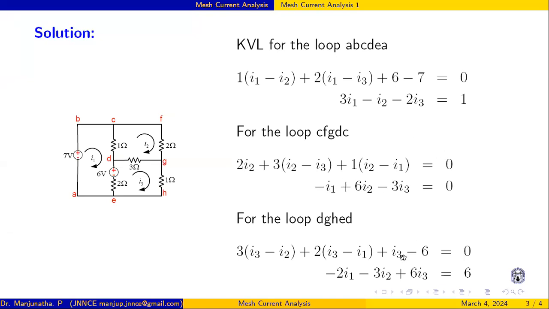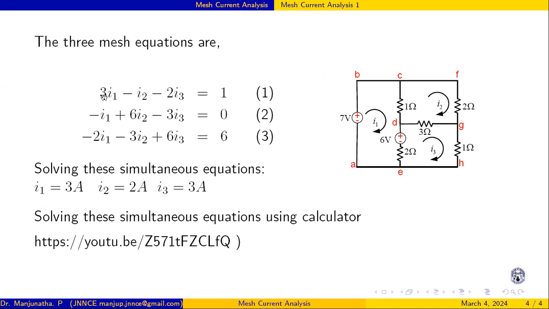So 1, 2, 3: these are the three simultaneous equations. I have written here 3 I1, minus I2, minus 2 I3 equals minus 1; minus I1, 6 I2, minus 3 I3 equals 0. We have to solve these three simultaneous equations. While solving, we get 3 ampere, 2 ampere and 3 ampere. We can directly solve using Cramer's rule or a calculator also. Today all calculators support this.